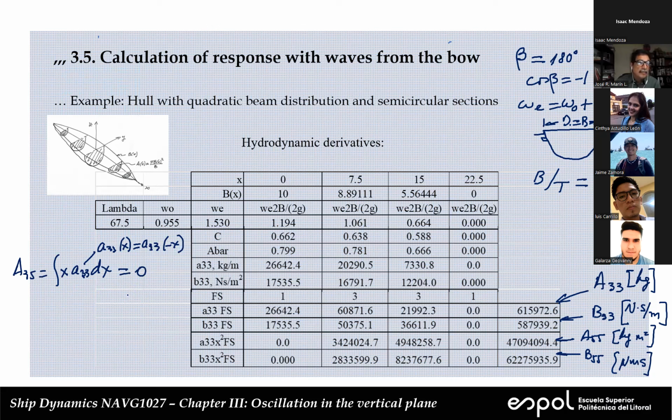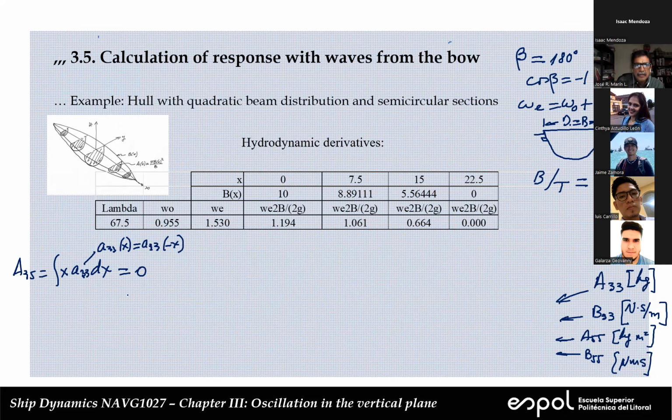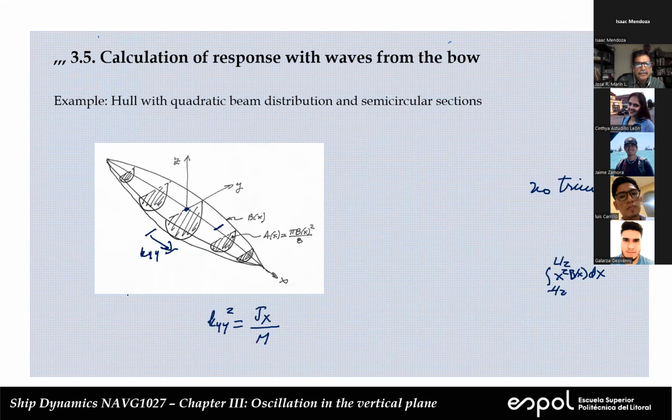So this is a simple case because it was an example, right? I wanted to save some time. That's why I chose this shape. Now we have the static derivatives. We had the dynamic derivatives. We still need to calculate the excitation, and in this case, I'm going to calculate both the Froude-Krylov and the diffraction term.